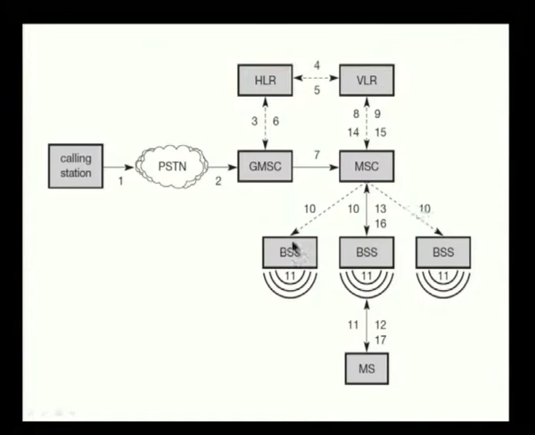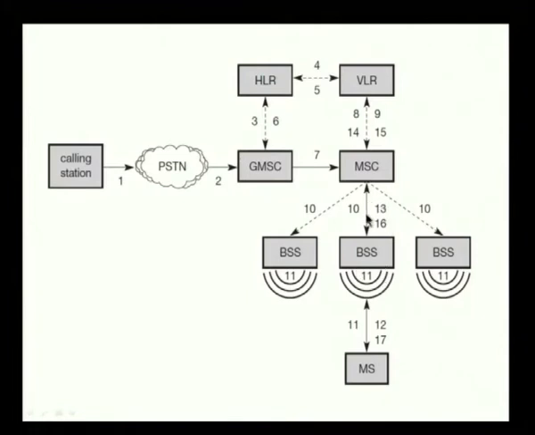Many base stations can belong to a single mobile switching center. So, based on the current location area, all the BSCs belonging to a single mobile switching center will generate a paging signal. So, that is represented in step 11. So, step 11 is nothing but the paging signals generated by the BSS. The mobile station will answer the paging signal. So, in step 12, the mobile station answers the paging signal.